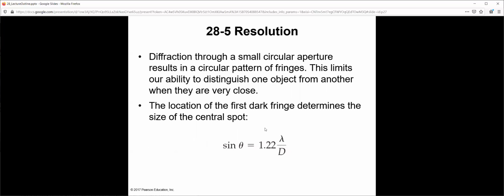So that's diffraction. Let's talk resolution. Diffraction through a small circular aperture results in a circular pattern of fringes. This limits our ability to distinguish one object from another when they are very close. The location of the first dark fringe is determined by the size of the central spot, as shown here.